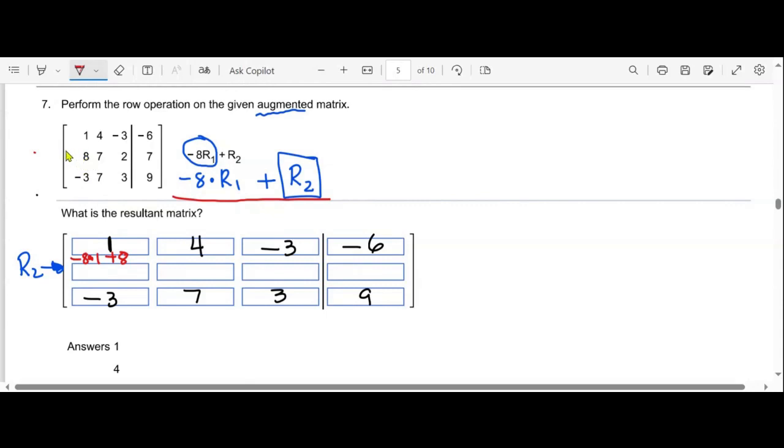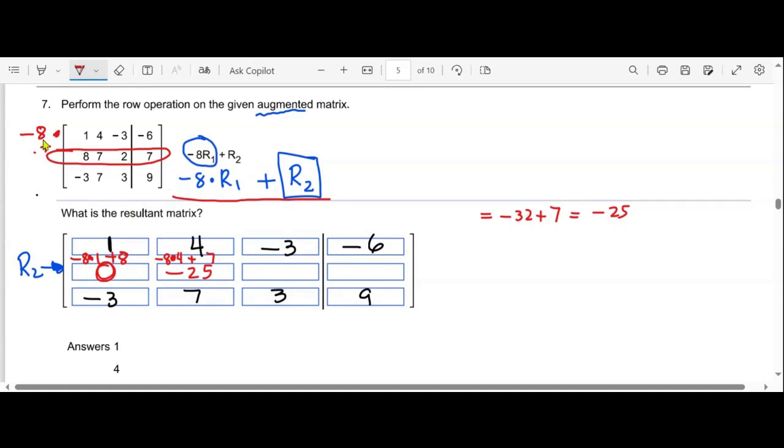How much is row 2? So 8. You're multiplying this by -8, correct? And then you add it to this one. So how much is the answer here? 0. Now, -8 times 4, how much, ya Muhammad? -8 times 4 is -32, plus 7, it will give us -25. So we'll put here -25.